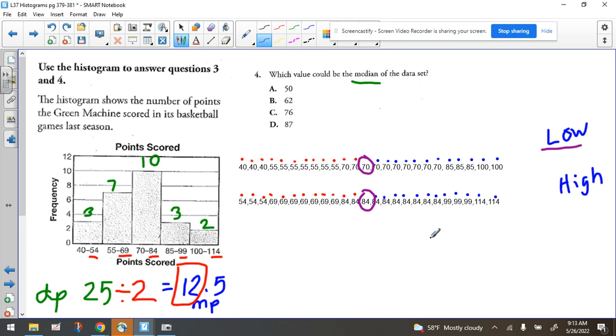Now, here's the next thing we need to think about. Is it just sheer coincidence that we have this be a 70, which matches this number right here, and this be an 84, which happens to be this number right here? Is that coincidence?